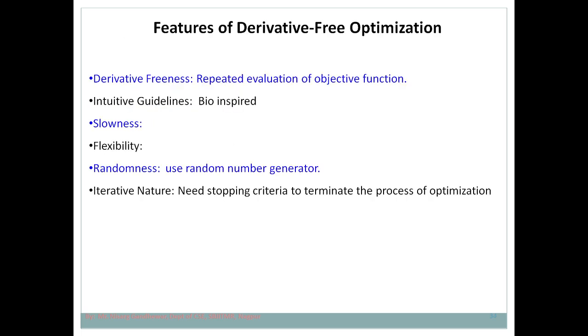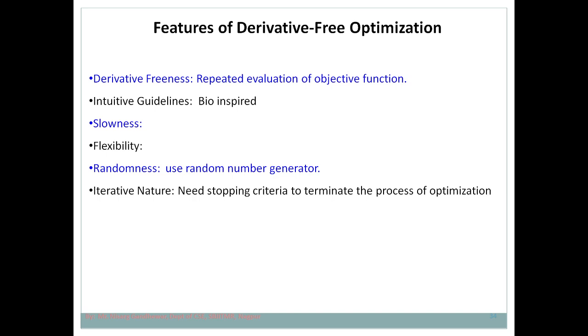Next one is features. What are the different features of derivative free optimization techniques? The very first feature is derivative freeness. In this case we are not taking the derivative of the objective function, but we are doing repetitive evaluation of the objective function. Then, most of the derivative free optimization techniques are bio inspired. A very good example is genetic algorithm. Genetic algorithm is inspired by Darwin's theory of evolution, or Darwin's theory of survival of the fittest.